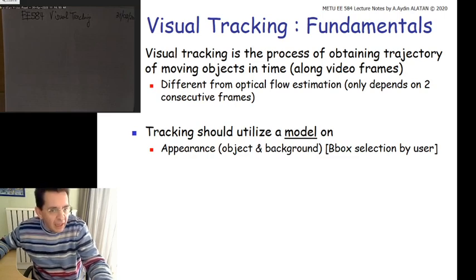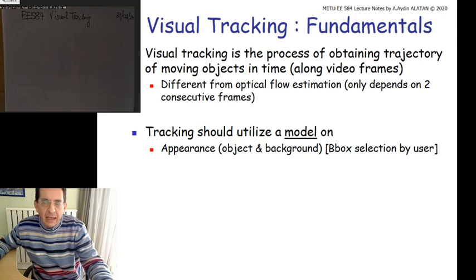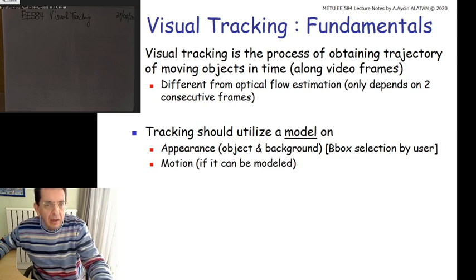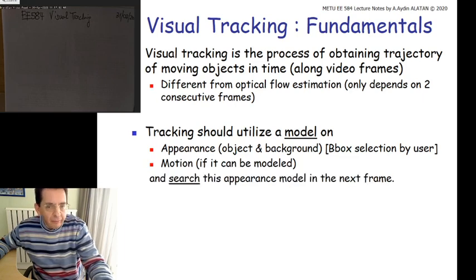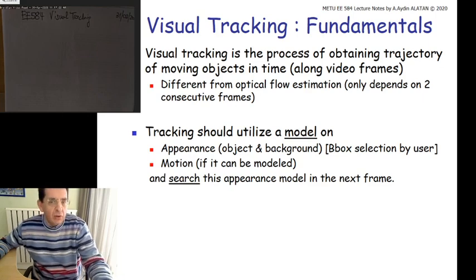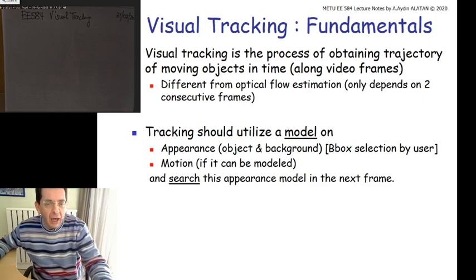Okay, typically in the beginning, a bounding box selection by a user is the typical input. Therefore, the user will select which target to track, and then the algorithm will continue in that way. And then there could be a motion model, and finally, using these two things, we will search this appearance model based on this motion model in the next frame to find where this object is. This is called tracking, and we continue online in this form.